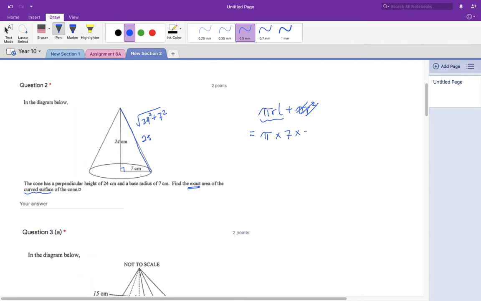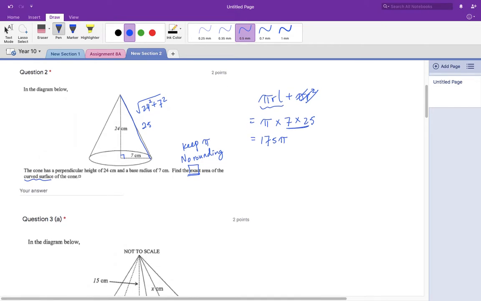That's equal to 25. And because the question says exact, you need to keep the pi there because pi is a non-recurring decimal. If you keep a whole number or 2 decimal places, you are rounding. But exact means there shouldn't be any rounding at all. So in this case you just keep pi and multiply the numbers together. 7 times 25 is 175, and you put the pi at the end. A lot of you lost 1 mark for this.